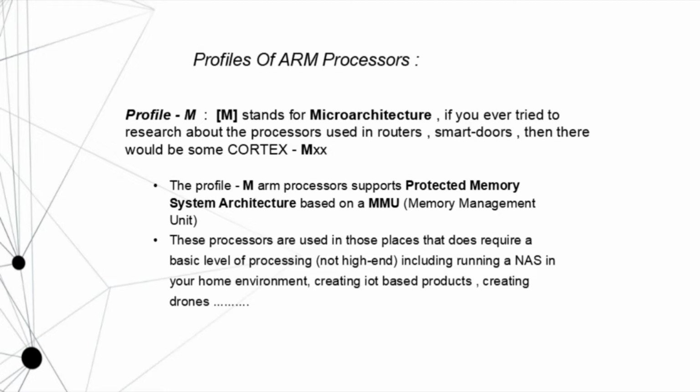So what does profile M provide? It supports a protected memory system architecture model based on a memory management unit. It is the same as profile A processors, but the processing power provided is way lesser than the profile A ARM processors. That's why these kinds of processors are used in microcontrollers, which require a little bit of processing power, like controlling the Wi-Fi, the Bluetooth, the radio frequency, and running a small amount of terminal applications, which require only a little amount of processing power. These types of processors do it very well.